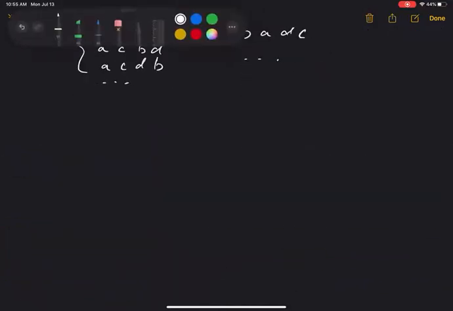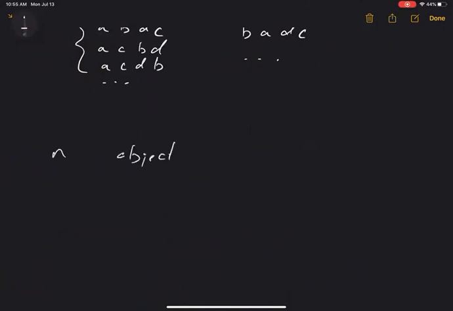If you have n objects, there are n factorial permutations, or if you want to think about it this way, there's n factorial number of ways to order them.